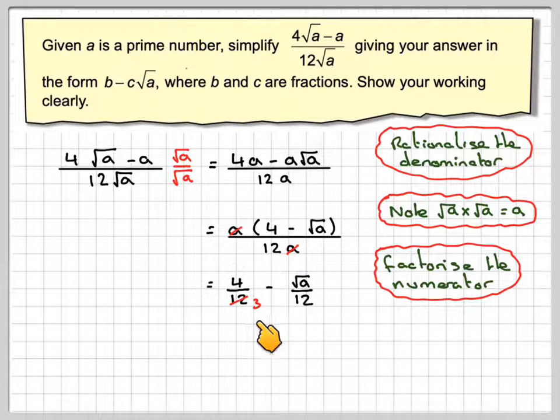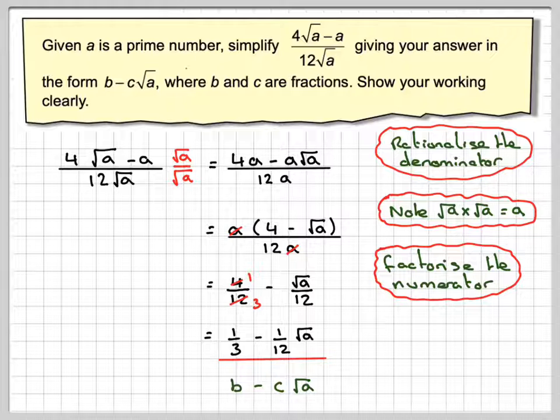4 goes into 12 3 times, and then into 4 1 time. So that will be 1/3. And now root a over 12 is the same as minus 1 over 12 root a. And that puts it into the correct format as required by the question, which is b minus c root a.